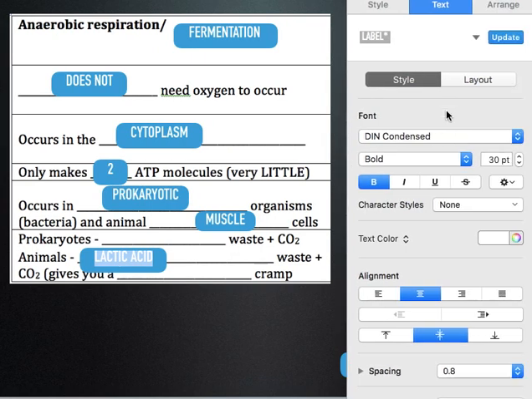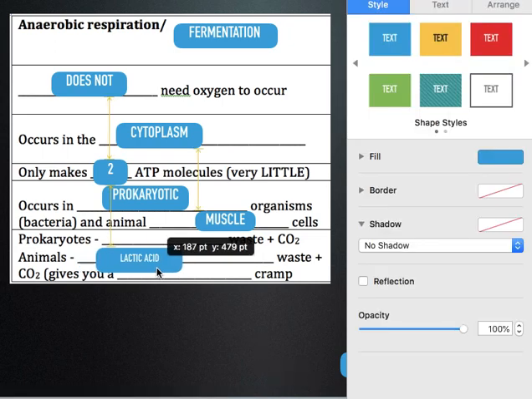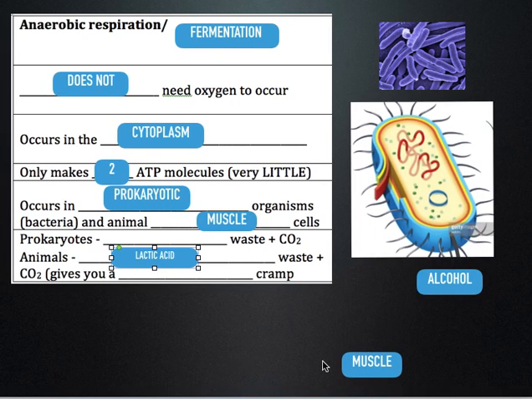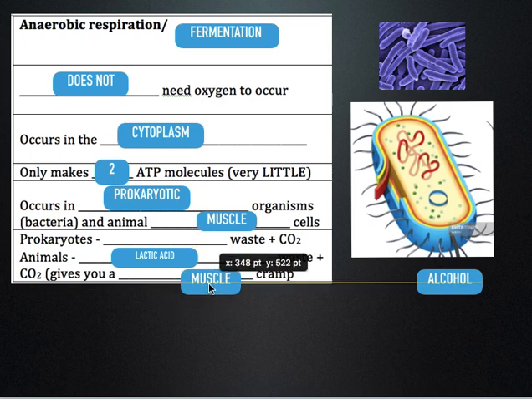So I'm going to try to make this a little bit smaller so that I can come in here. There we go. And I'll make this a little bit smaller too. There we go. So it makes lactic acid waste and carbon dioxide. Well, the problem with lactic acid in our muscles is it gives us a muscle cramp. Okay, athletes, I'm not talking about the end of your season. I'm talking about the beginning, when you're in preseason workouts.